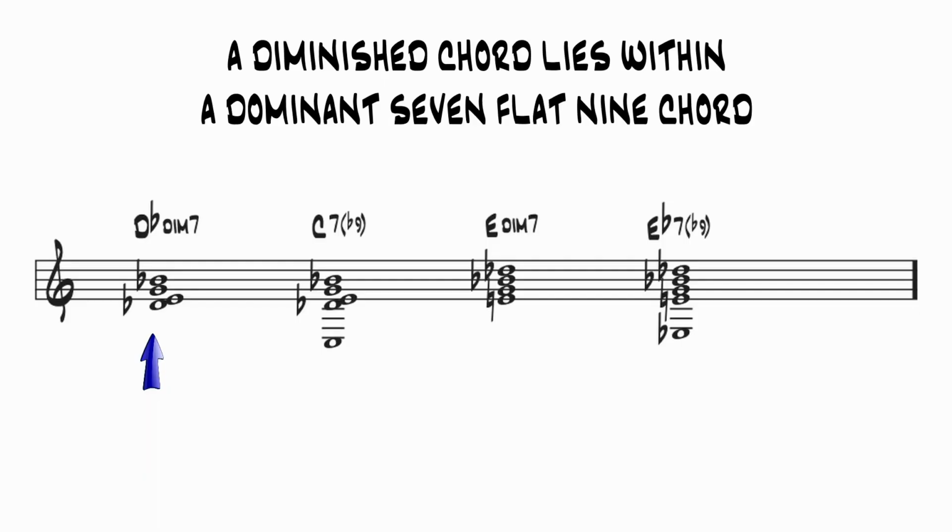Here we see the notes of a D-flat diminished chord. If I add a C to the bottom, we see the outline of a C dominant 7 chord with a flat 9. Now I'll put the flat 9 on the top and take away the C on the bottom. This is an E diminished chord. If I add an E flat to the bottom of that, it becomes an E flat dominant 7 flat 9.